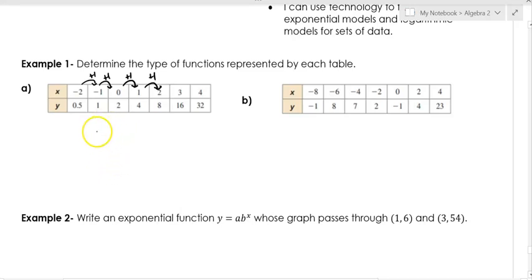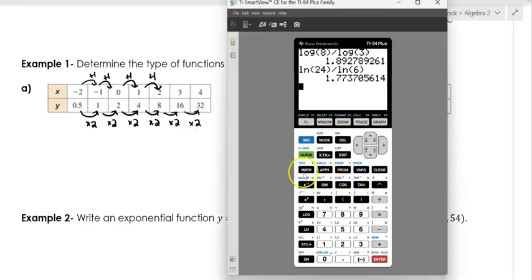So you look at the pattern of the y values. On this one, I can tell they are multiplying by 2. These are multiplying by 2 every single time. Now they have to work the entire way doing the same thing. This one's really obvious, but if it wasn't, one way you can tell is you take the second y value divided by the y value right before it. So 1 divided by 0.5.